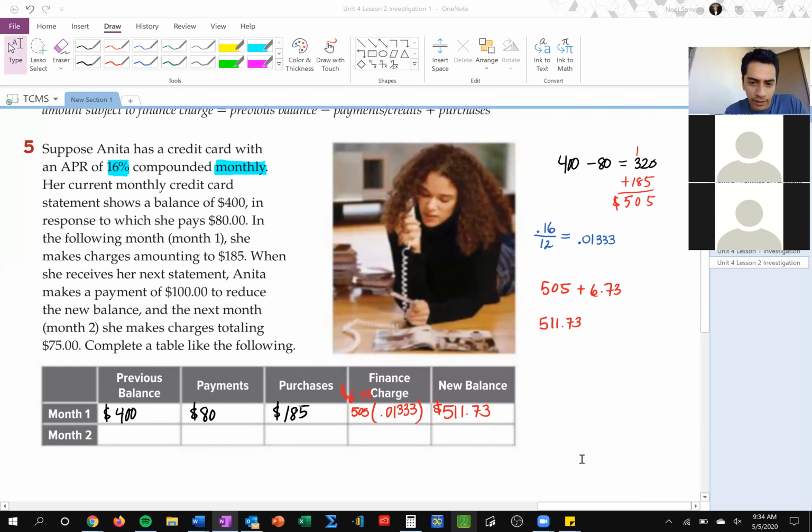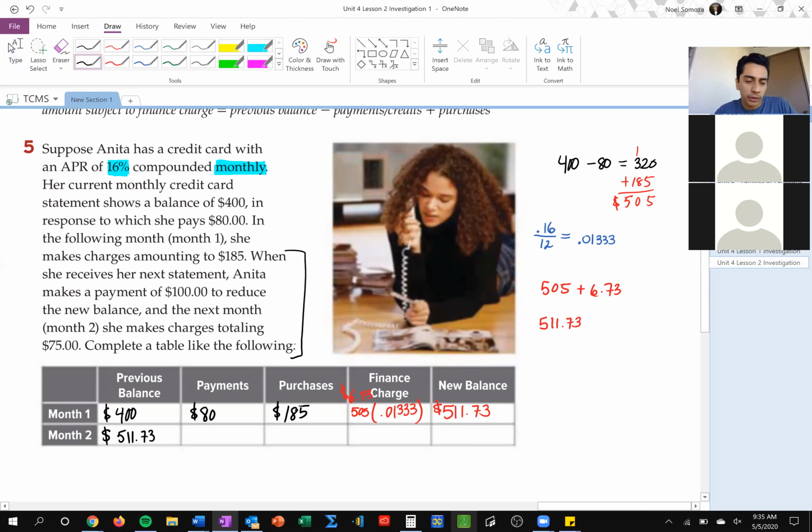Okay, so then let's think about what would happen in month 2, right? So month 1 we took care of. We found out how much she has to pay in interest, how much her balance increased by, because even though she made a payment, she made purchases much greater than those $80. So now she has this new balance of $511.73. That new balance then carries over into the beginning of month 2, right? When the credit card company starts calculating how much this girl is going to have to pay, currently it's sitting at $511.73. And so now the scenario, we have to continue to read from here.